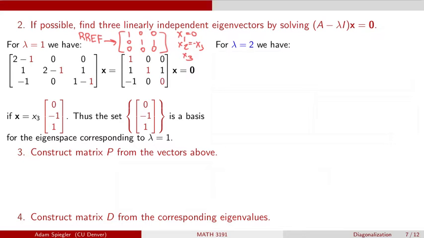All of the eigenvectors corresponding to lambda equals 1 are going to be some scalar multiple of the vector 0, minus 1, 1. So now I have one eigenvector that I'm considering so far.